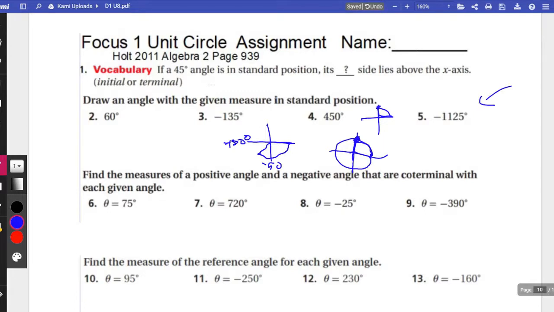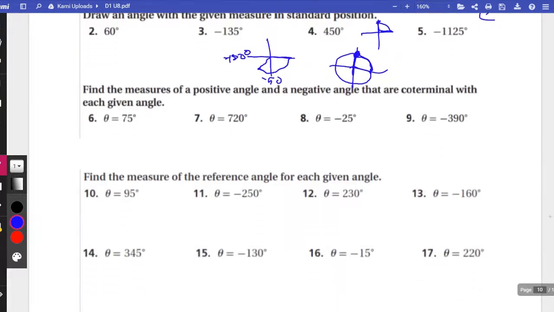Find the measures of positive angle and negative angle that are coterminal with each given angle. Just basically add and subtract 360 to each of these angles. Those will give you 2 more angles. If I add 360, or if I subtracted 360, I'm going to get an angle measurement that is coterminal with it. It ends at the same spot.